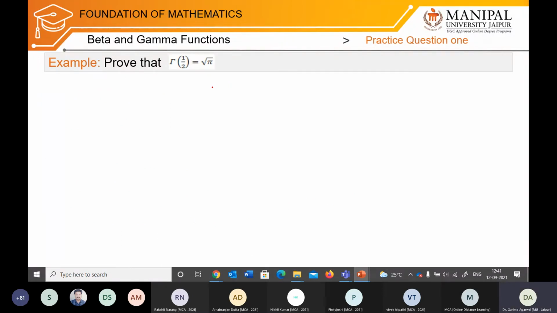Now we have a few questions or examples. Gamma half is root pi. This is one of the most important results in beta gamma function. Gamma half is root pi. How can we deduce it?